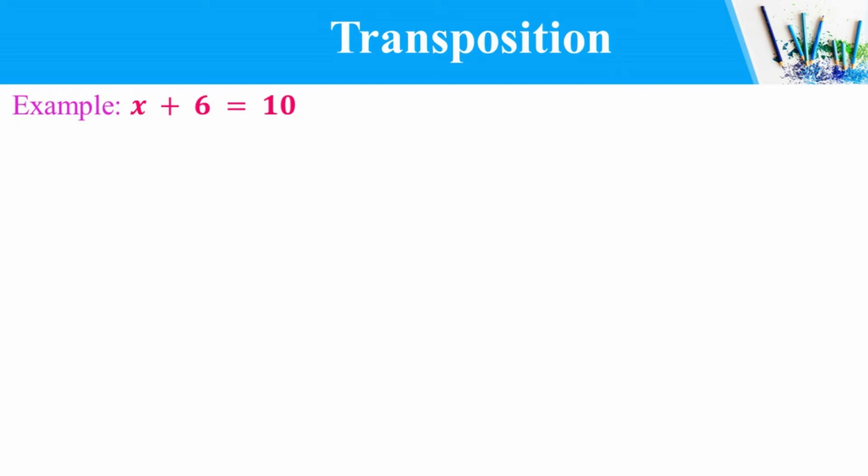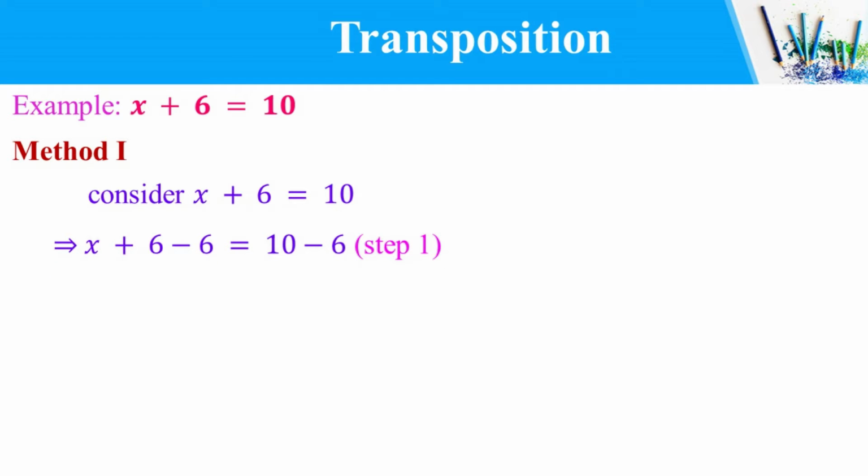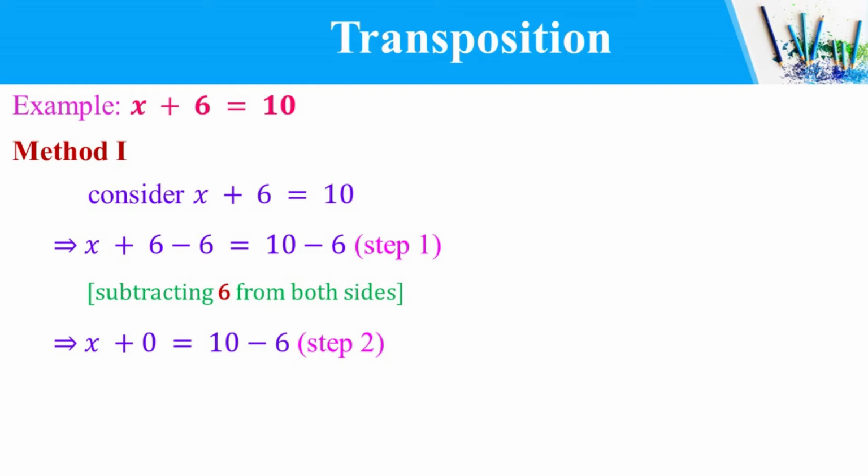See example, x plus 6 equal 10. Consider x plus 6 equal 10. Method 1. x plus 6 minus 6 equal 10 minus 6. Here subtracting 6 from both sides. Next, x plus 6 minus 6 will get a 0, equal 10 minus 6. This is step 2. Third step, x equal 10 minus 6. Final answer, x equal 4.